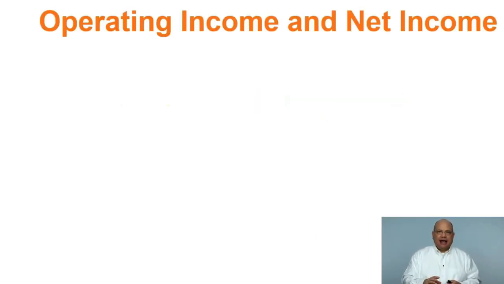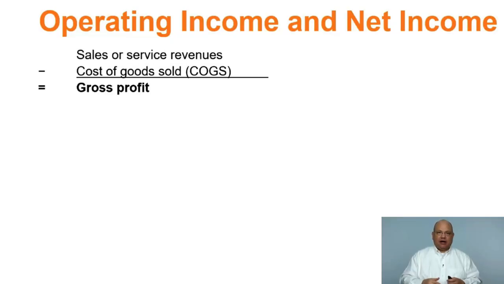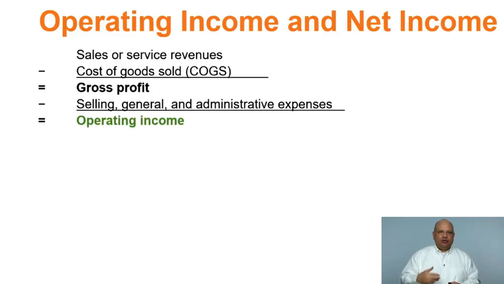So we start by looking at operating income and net income. We're just going to build through the income statement and get to net income. So we start with our sales, our revenue, we subtract cost of goods sold, and that gives us gross profit. Okay? Sales, revenue, minus cost of goods sold is our gross profit. We then subtract out selling, general, and administrative expenses, and that gives us operating income. And that's our income from operations. Okay, how it is that we operated our business.